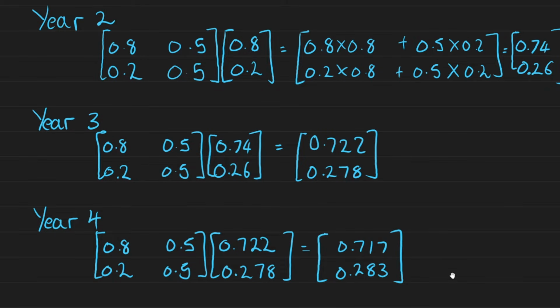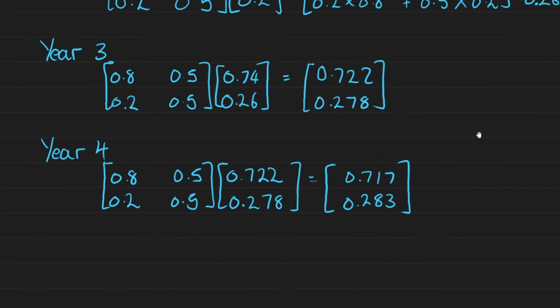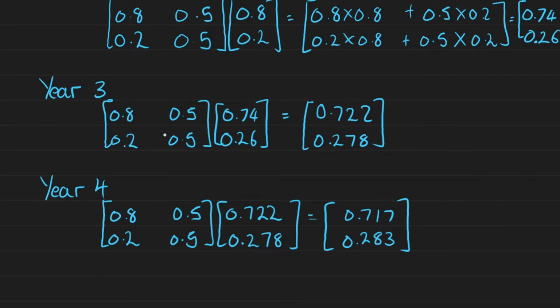So what does this mean? What this means is that if we keep carrying on doing this multiplication, we can see that there is not a significant difference in the results that we are getting. If you compare this for year 3 and year 4, 0.722 and 0.717, and also 0.278 and 0.283, you can see that it seems as if they are approaching a constant value, and that is the case.